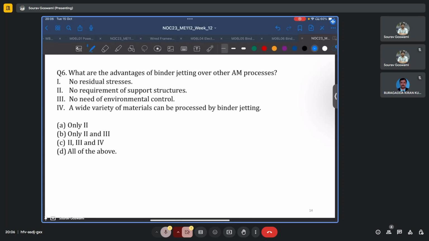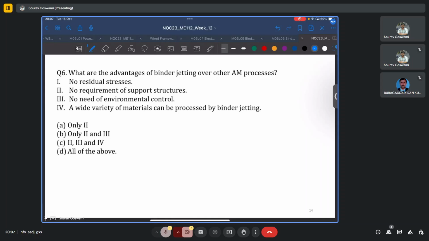Question 6 is asking us, what are the advantages of binder jetting over other additive manufacturing processes? No residual stresses, no requirement of support structures, no need of environmental control, and a wide variety of materials can be processed by binder jetting. And any combination of these reasons can be true. So let us evaluate them one by one.